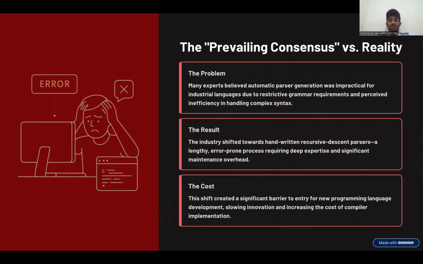prevailing consensus versus reality. For many years, there was a belief among developers and researchers that automatic parser generation, especially using LR techniques, was too complicated for real-world programming languages. As a result, many companies preferred to use handwritten parsers, particularly recursive descent parsers, which were easy to understand but less powerful.